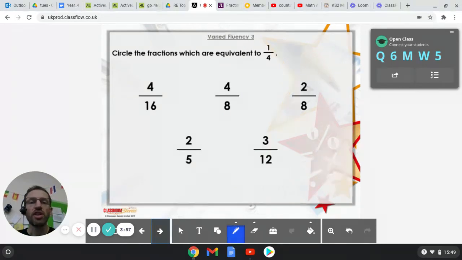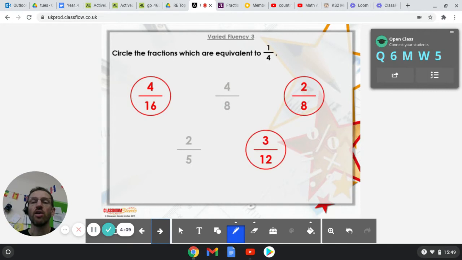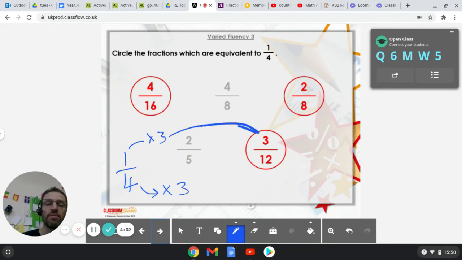On this question, you have to circle the fractions which are equivalent to 1/4. So you've got to look, you've got to remember, you've got to work out which ones are equivalent. Okay, 1/4, 2/8, 4/16, and 3/12. So just go over that numerical method again. If I've got 1/4, as long as I do the same thing to both sides, so 4 times 3, 1 times 3, I'm going to end up with 1 times 3 is 3, and 4 times 3 is 12. So that's how I know that they are equivalent.